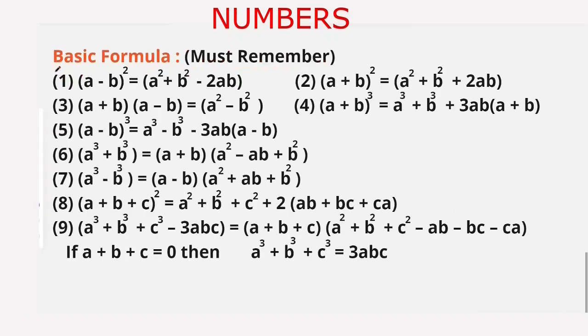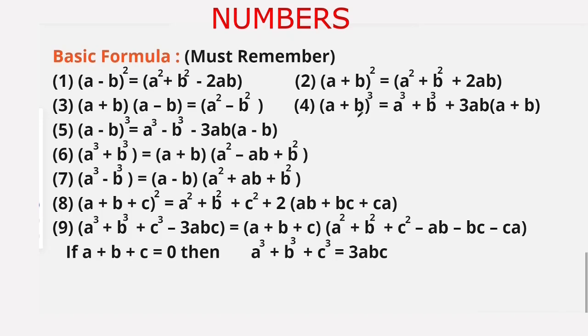We must memorize a few basic algebraic identities or basic formulas. The formulas are given as: first formula, a minus b whole square equal to a square plus b square minus 2ab. Second formula, a plus b whole square equal to a square plus b square plus 2ab. Third formula, a plus b into a minus b equal to a square minus b square. This can also be remembered as a square minus b square equal to a plus b into a minus b.